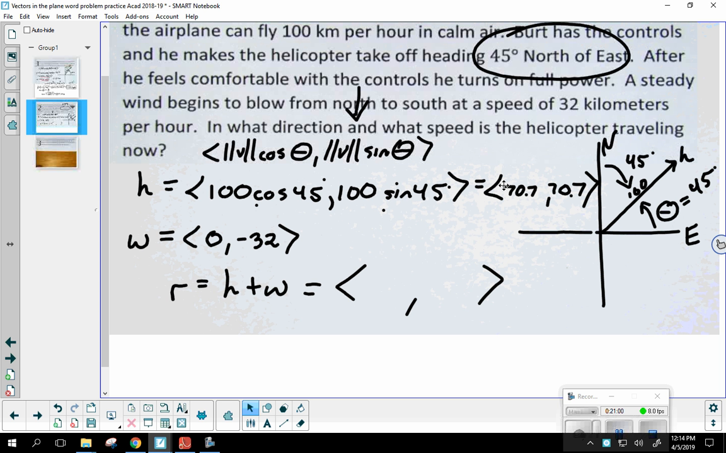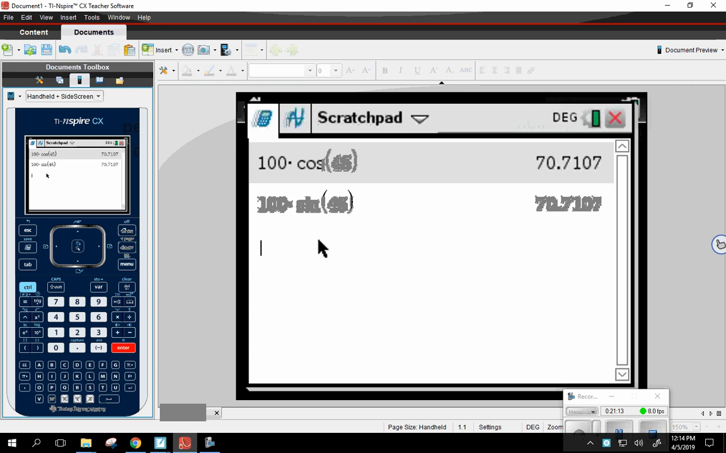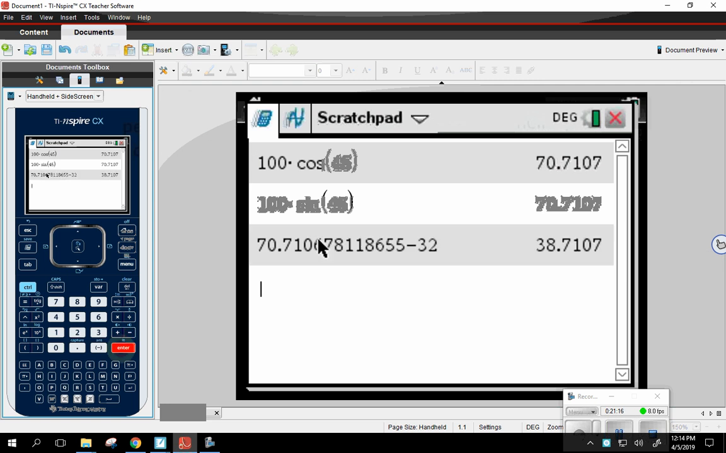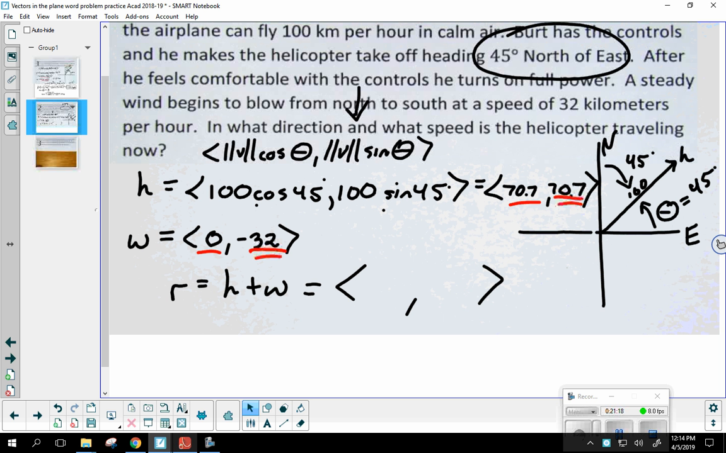Now, in order to get the resultant, I'm going to take these two vectors and add them up. So 70.7 plus 0, 70.7 minus 32. Okay. So we know the plus 0. Let me take this one out here and go ahead and subtract the 32. So I'm going to say 38.7. So 38.7. This one was 70.7. This is what's going to get me my answer now, that value of A and B. Okay. Any questions on what I did there?